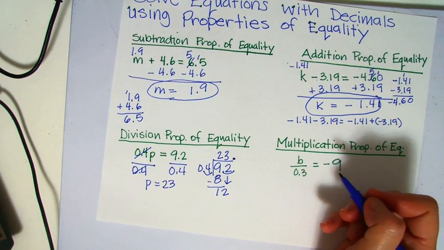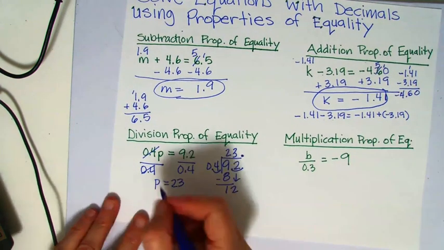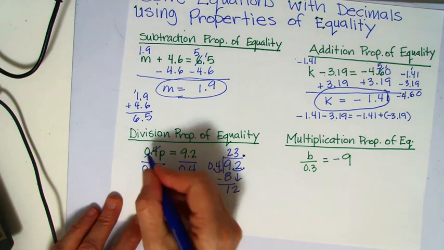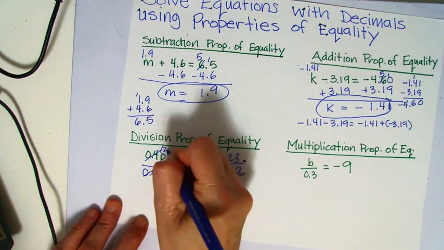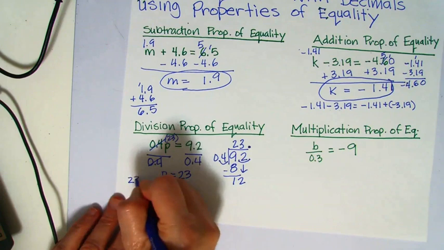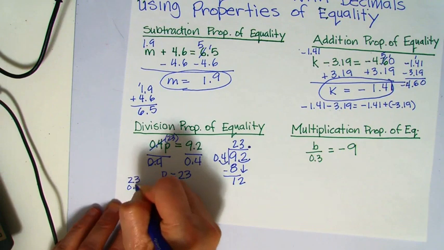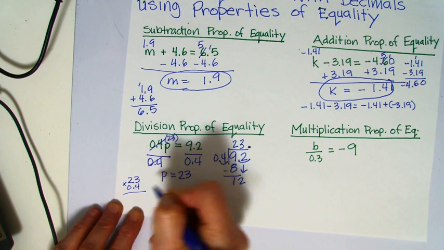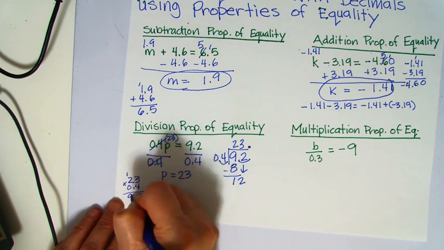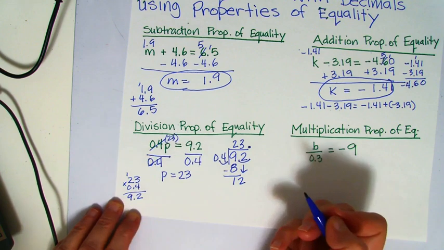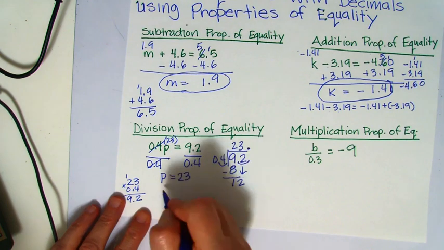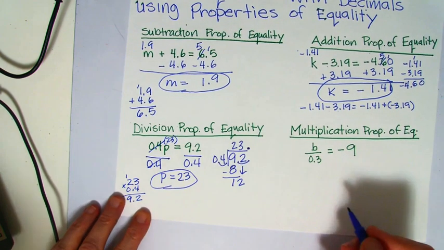Now if I plug this in to check my work, I'll have 0.4 times 23. I'm going to write it this way. So I get 9.2 when I plug in 23. So the solution is 23 for P.